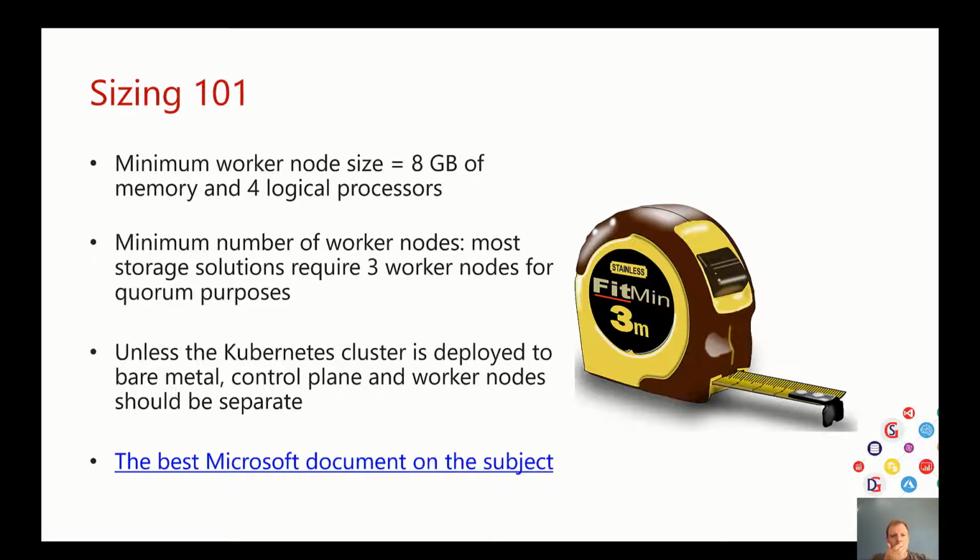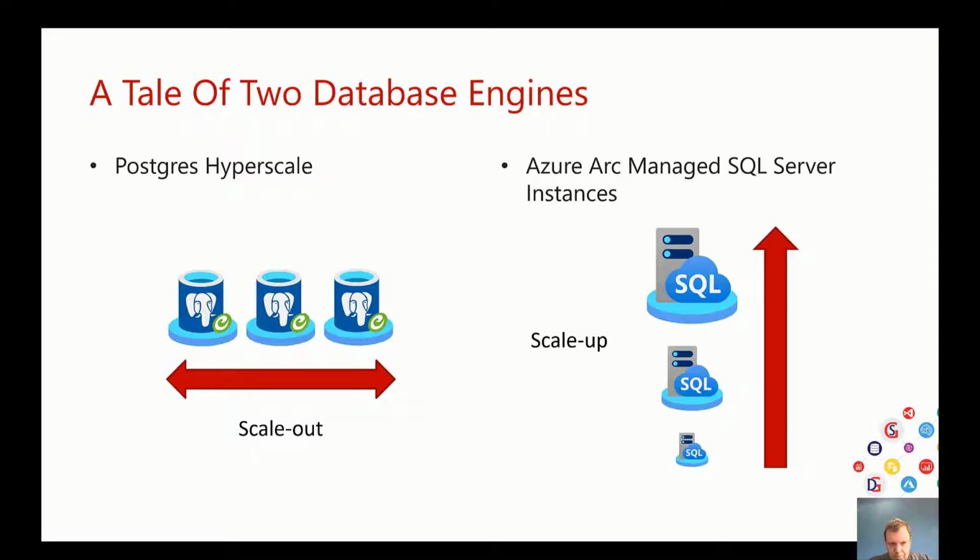Usually your worker or compute plane nodes will be run on separate infrastructure from your master or control plane nodes. One exception to this is if you're deploying to bare metal. If you're deploying to bare metal, you might actually find that you have master and worker nodes sharing the same underlying server hardware. And also Microsoft have some good documentation on the subject.